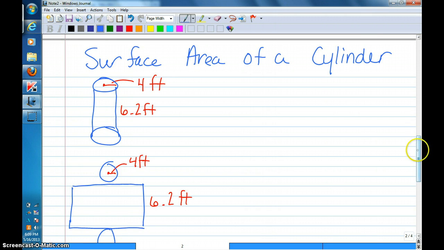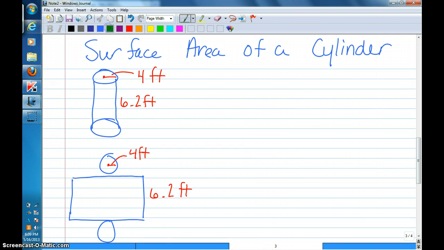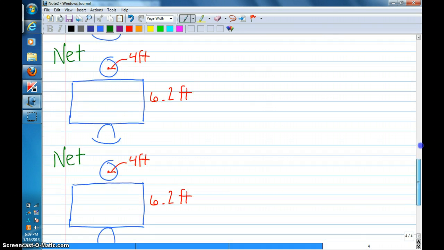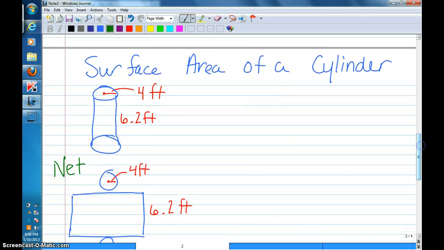Again, the top one and the bottom one. The bottom one is a net, so basically it's unfolded. So if I were to wrap that can up, how much wrapping paper would I need? So the first important thing to have in your notes is the formula for surface area.